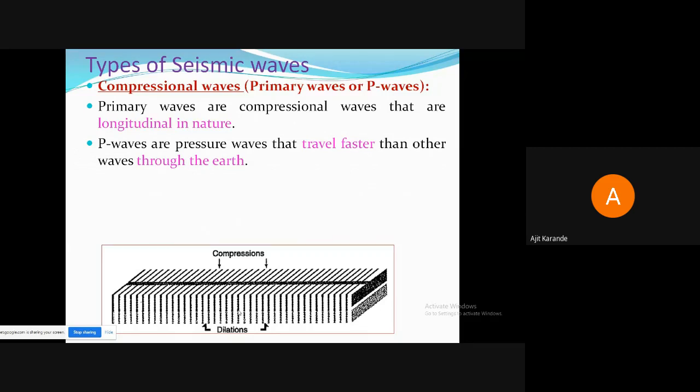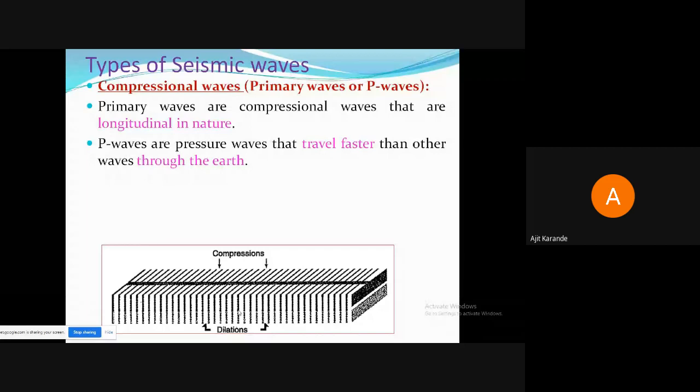So, due to movement of these P waves in the longitudinal or horizontal direction, some push and pull waves are generated. In some cases compression is created, or in some cases dilation is created. Dilation is nothing but the expansion or inflation of the Earth surface, and compression is nothing but the compression of the material.